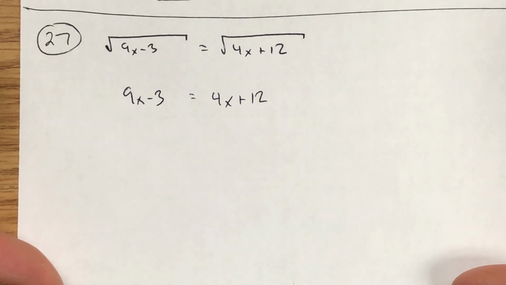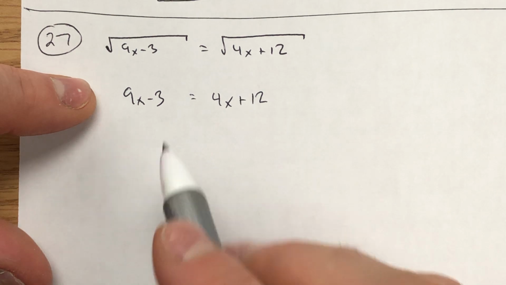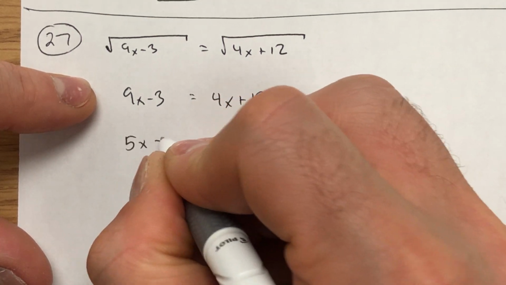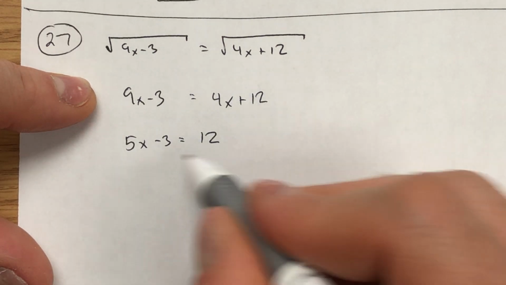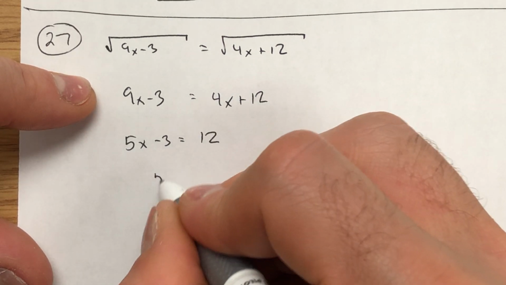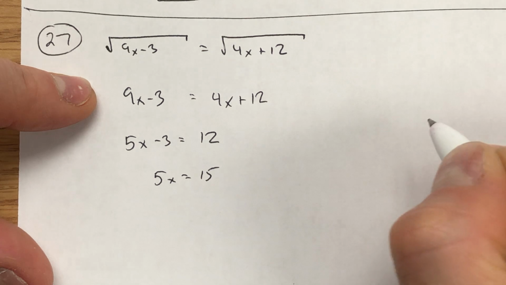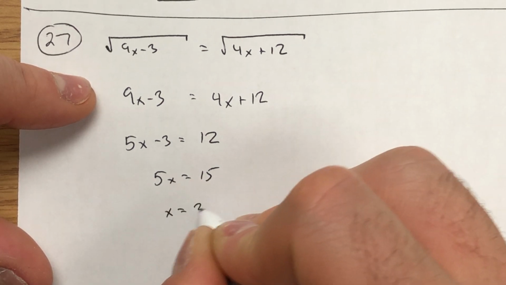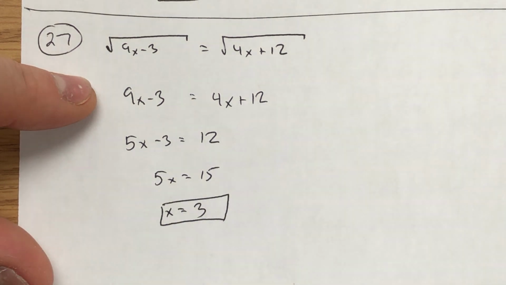Then at this point, I just solve it like I would solve a regular algebra problem. Move all the x's to one side by subtracting 4x. Move all the constants to the other side by adding 3. And then get rid of the coefficient by division, which is going to be x equals 3.